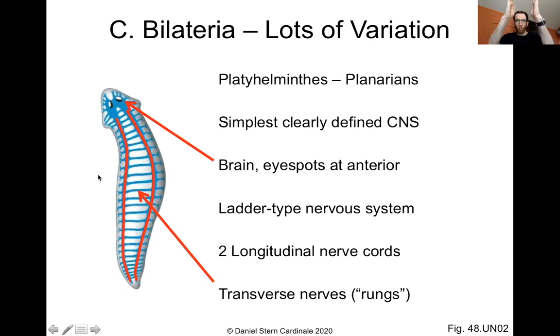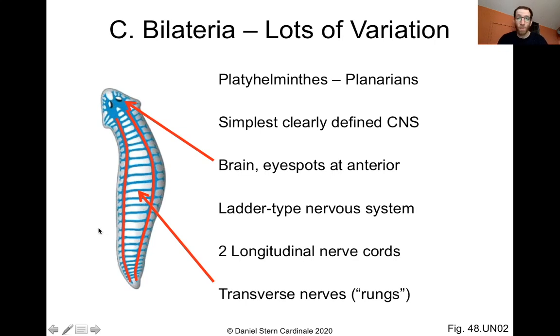So you see, you've got the two longitudinal nerves, or the sides of the ladder, and then you have transverse nerves every so often that make up the rungs. So a signal can go from the brain down the longitudinal nerves and then split and radiate along those transverse nerves as necessary.